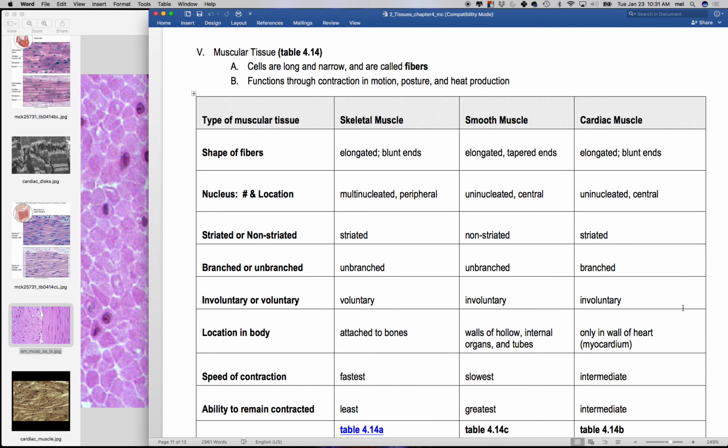So now let's talk about control, nervous system control of these tissues. Which of these tissues are you ever in voluntary control of?